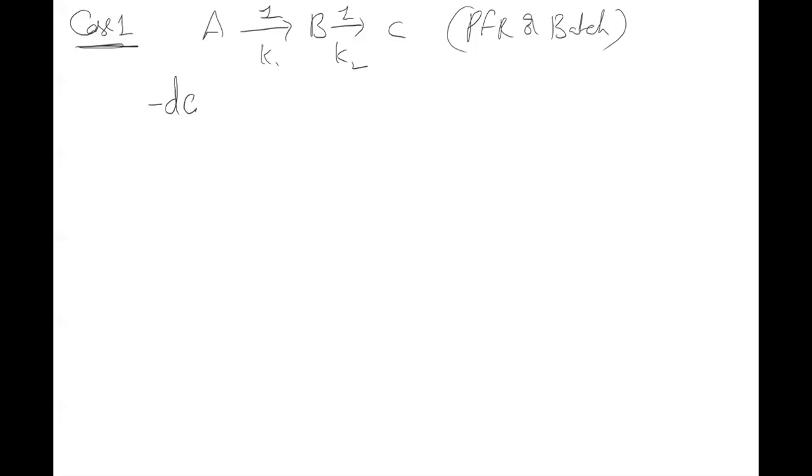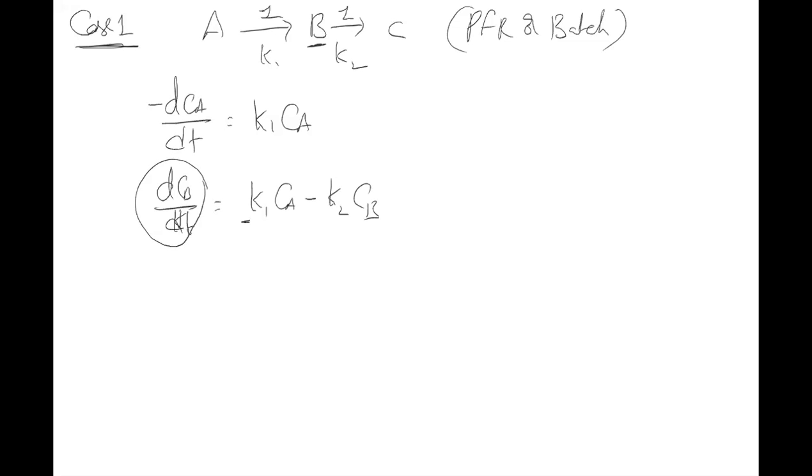PFR or batch reactor is the same. Then I will write an equation, dCA by dt is equal to K1CA, which is for batch reactor, but it is applicable for PFR also because batch or PFR both reactors are the same. How do you write dCB by dt? Here B is a product for A gives B, and B is a reactant for B gives C. So dCB by dt is K1CA, which becomes positive, and K2CB, which becomes negative. This much amount of B is produced, this much amount of B is consumed. This is what dCB by dt is.